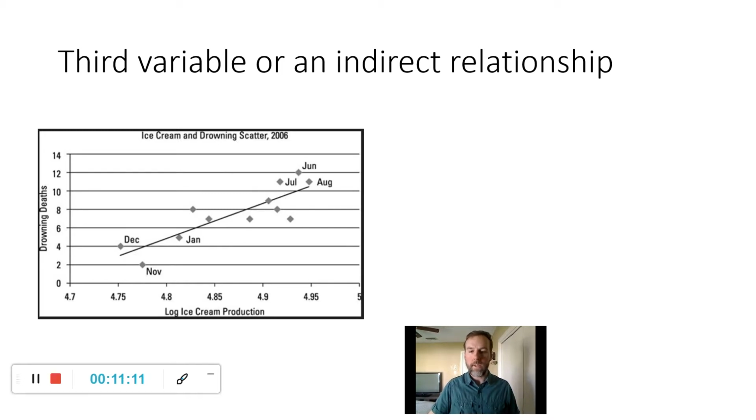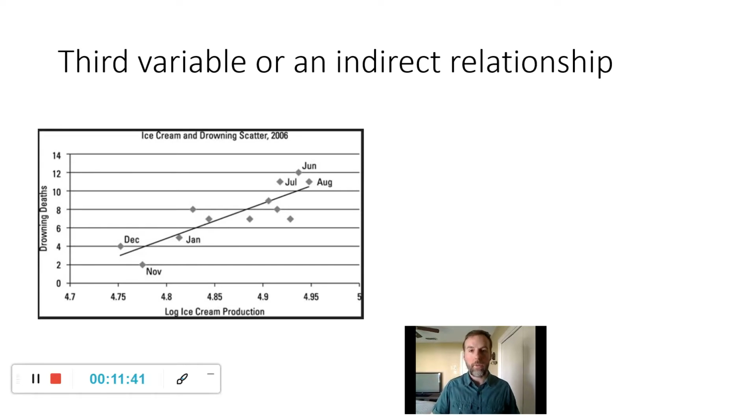So is it that as people drown more, us survivors are depressed, so we eat more ice cream? That could be one direction to the relationship. Or is it that as we eat more ice cream, we then go swimming, and with a full stomach, the ice cream makes us drown? I don't know, something silly like that. We don't know. It could be either, and more likely, especially in this case, it's neither.